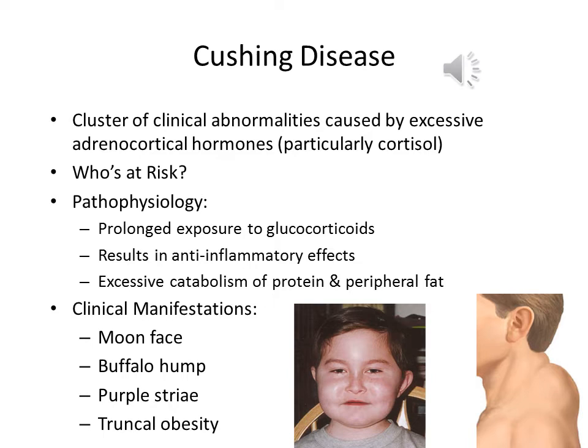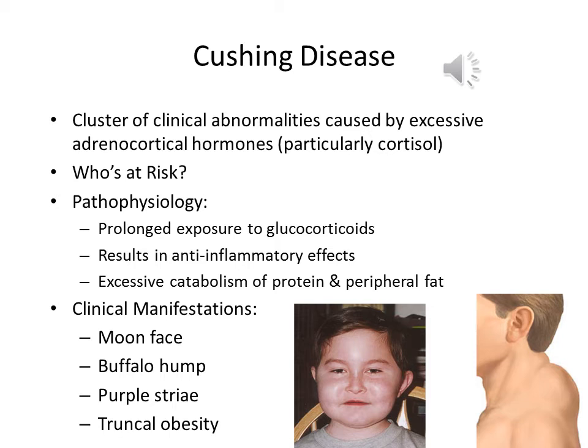Okay, Cushing's disease is a cluster of clinical abnormalities caused by excessive adrenocortical hormones, particularly cortisol. The functions of glucocorticoids or cortisol remain: they promote gluconeogenesis, maintain serum glucose levels, adapt to stress, and augment the release of catecholamines to increase blood pressure.